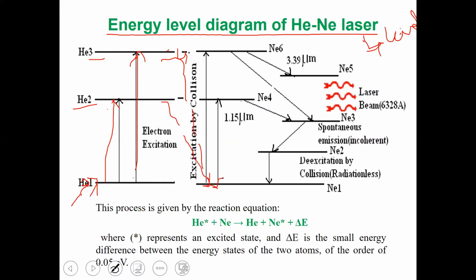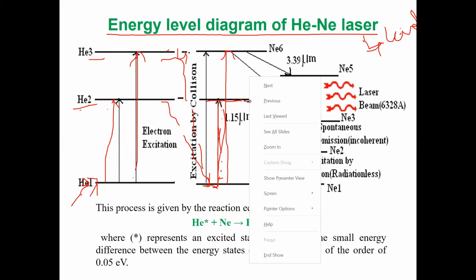Due to the collision of He2, a few electrons move the neon atoms to the Ne4 state, and a few more move to this Ne6 energy state. Due to the collision of He3 and He2 with ground state neon atoms, there is a perfect inelastic collision. Therefore, they exchange the total energy to the neon atoms, so the neon gas atoms are excited to the Ne4 state and Ne6 state.